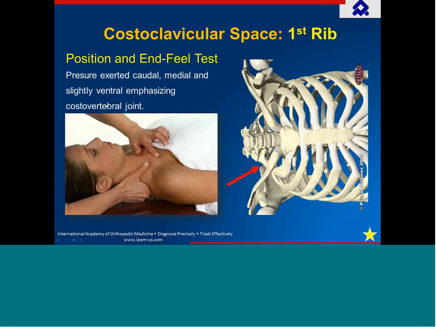So we can also test this first rib by exerting a pressure in a more caudal, medial and slightly ventral direction, trying to emphasize this costovertebral joint. And we teach you exactly how to do this.